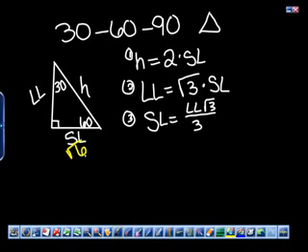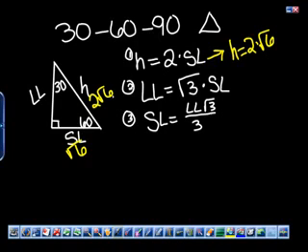Square root of 6. Hypotenuse. Alright. So h equals 2 times the short leg, which is? Okay, 2 square root of 6. Is there anything else I need to do to that?